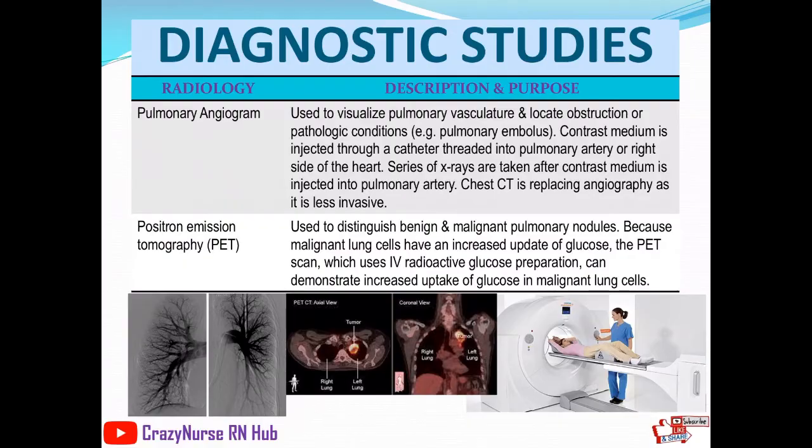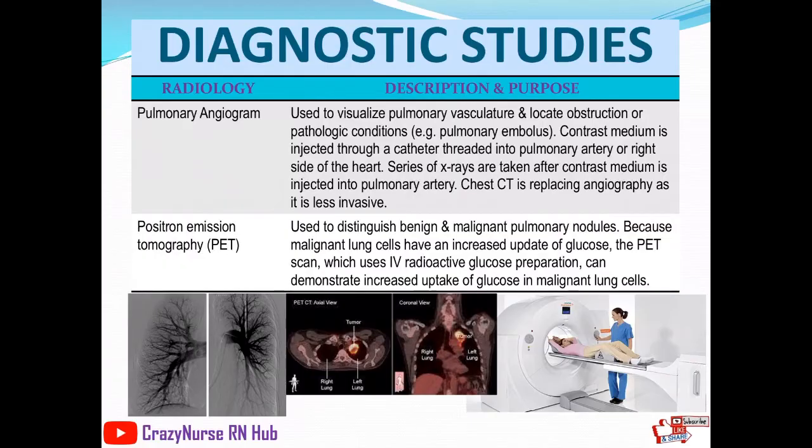Another one is pulmonary angiogram. It is used to visualize pulmonary vasculature and locate obstruction or pathologic conditions, example, your pulmonary embolus. Contrast medium is injected through a catheter threaded into pulmonary artery or right side of the heart. Series of X-rays are taken after contrast medium is injected into pulmonary artery. Chest CT scan is replacing angiography as it is less invasive.